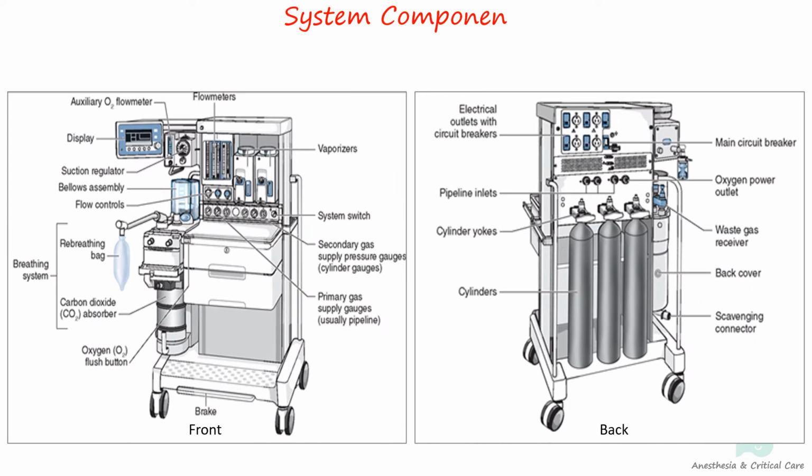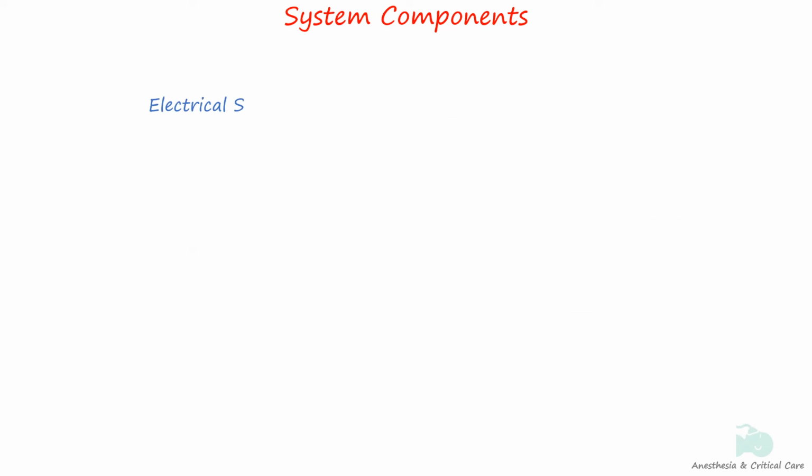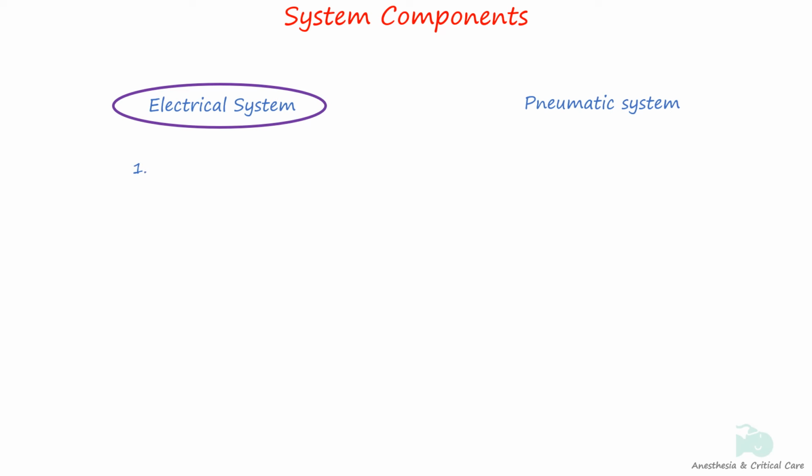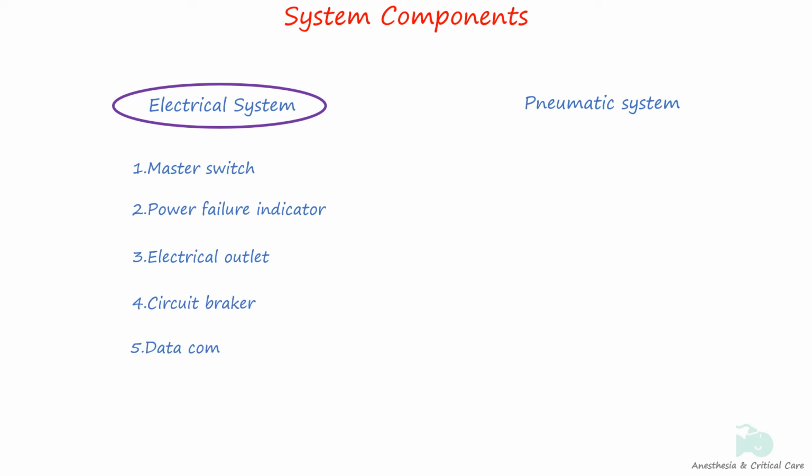The anesthesia machine, much like the cockpit of an airplane, integrates a lot of individual components. The labeled front and back view of the diagram summarizes these components. These components are broadly classified into electrical and pneumatic systems. The electrical system, as the name implies, deals with the electrical functions of the machine. It includes a master switch, power failure indicator, electrical outlet, circuit breakers, and data communication port.